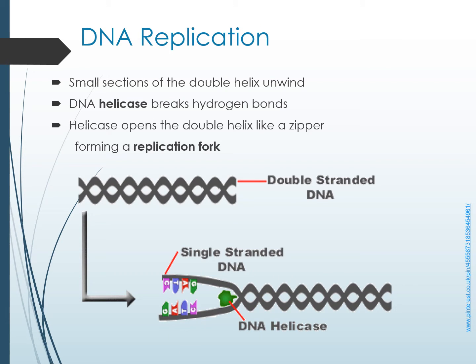For DNA replication to occur, the 2 strands must be separated. An enzyme is used to unzip the double-stranded DNA. This enzyme is DNA helicase and works by breaking the hydrogen bonds between nitrogenous bases. As helicase separates the 2 strands, a replication fork is formed, exposing the base pairs on each strand.